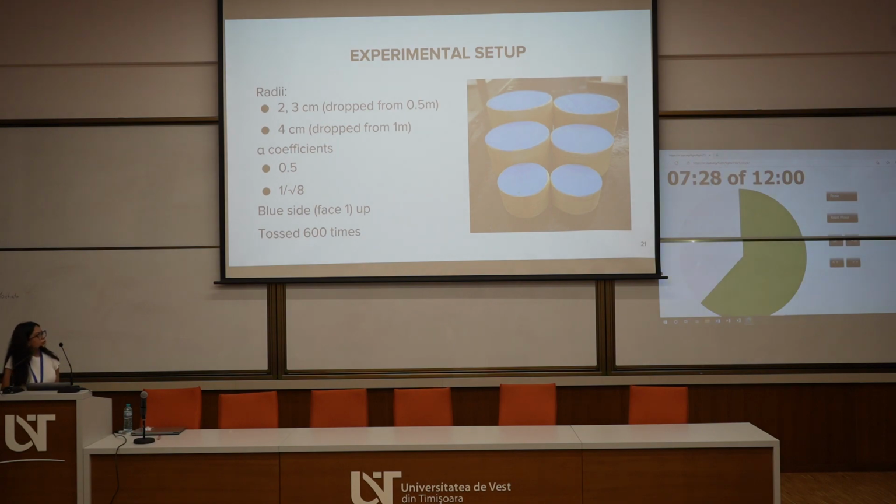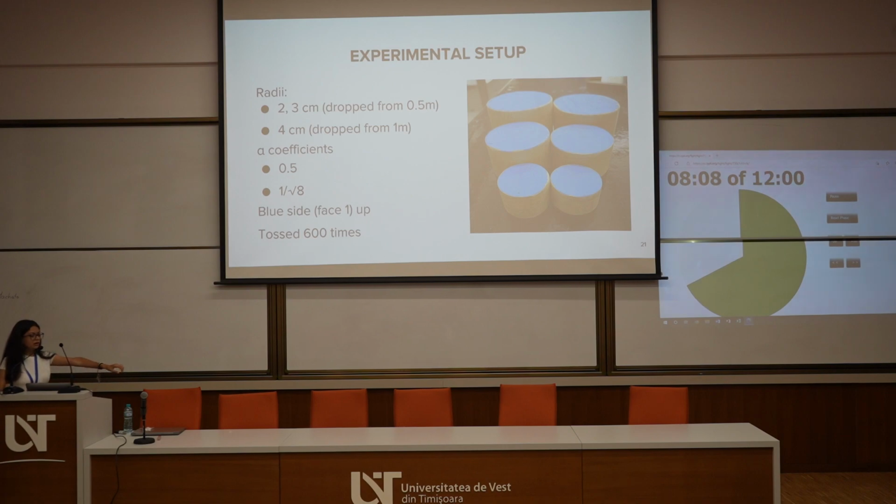We also tried with some twin dice that are a little bit less exact than the 3D printed ones, of course, but they also gave us something. And in this one, we use 2 sets. One of them has an alpha coefficient of 0.5, and the lower ones have an alpha coefficient of approximately 1 divided by square root of 8. Now, they also have 3 each, so it's radius 2, 3, and 4 centimeters, respectively. The ones with radius 2 and 3 were dropped from half a meter height, and the 4 centimeter ones were dropped from a meter height.